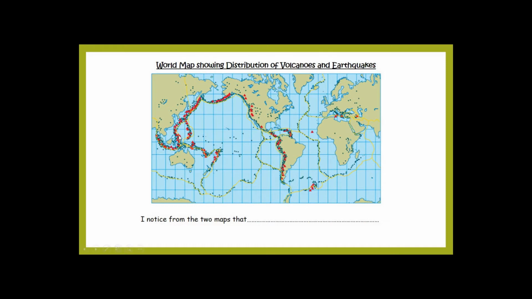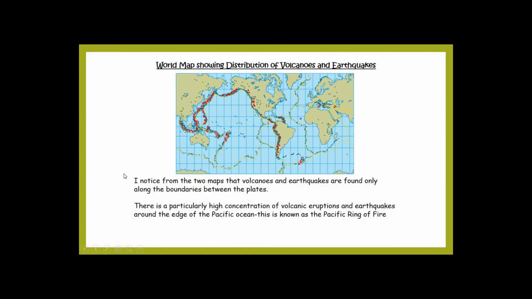In particular, there is a really high concentration around the edge of this plate. Look. This is the Pacific plate. So this really high concentration of tectonic activity is known as the Pacific Ring of Fire. You might have heard the phrase before. So what I'd like you to do is pause the video here a moment, stick those 2 maps next to each other, and just write a couple of sentences to explain the link between the 2.